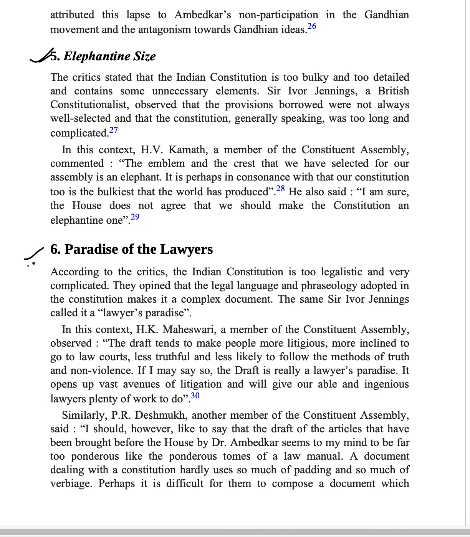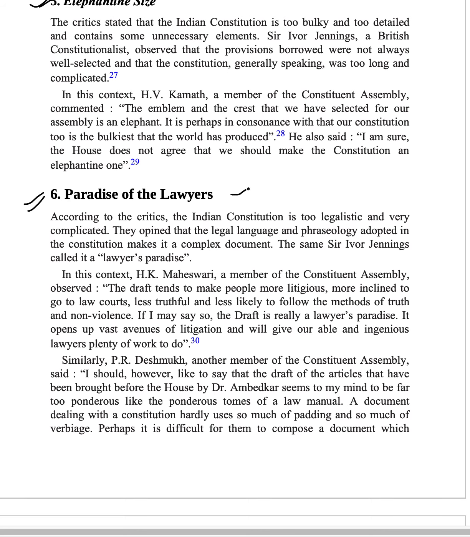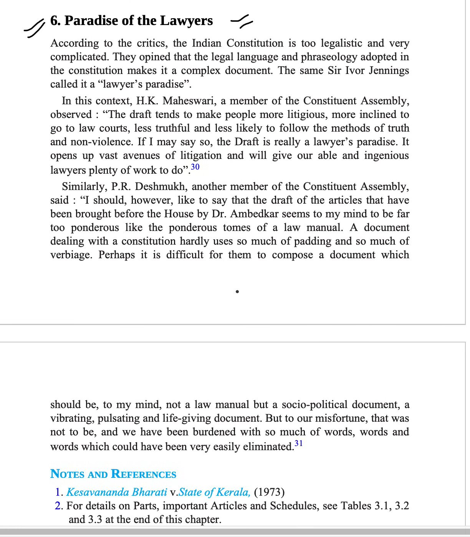And paradise of the lawyers. So basically the language is very difficult to understand and to read, but that was the case because if the constitution has so many loopholes, it will lead to so many litigations. So it's good that it's very well framed.